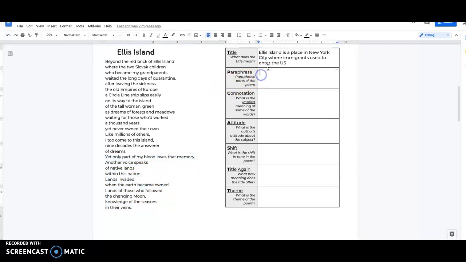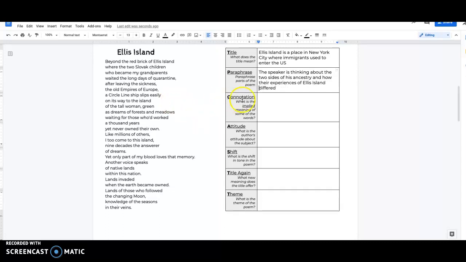So if I were going to paraphrase this, I might say something like, the speaker is thinking about the two sides of his ancestry and how their experiences differed. I'll say experiences of Ellis Island. So that gives sort of a summary of what this poem is about, and it's paraphrased because it is in my own words. It is not directly the wording of the poem.